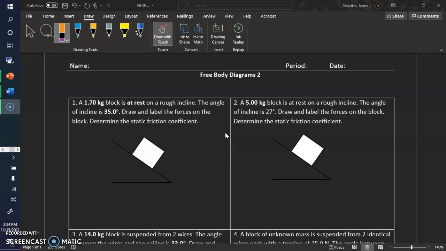All right, question one. A 1.70 kilogram block is at rest on a rough incline. The angle of incline is 35 degrees. Draw and label the forces on the block. Determine the static friction coefficient.